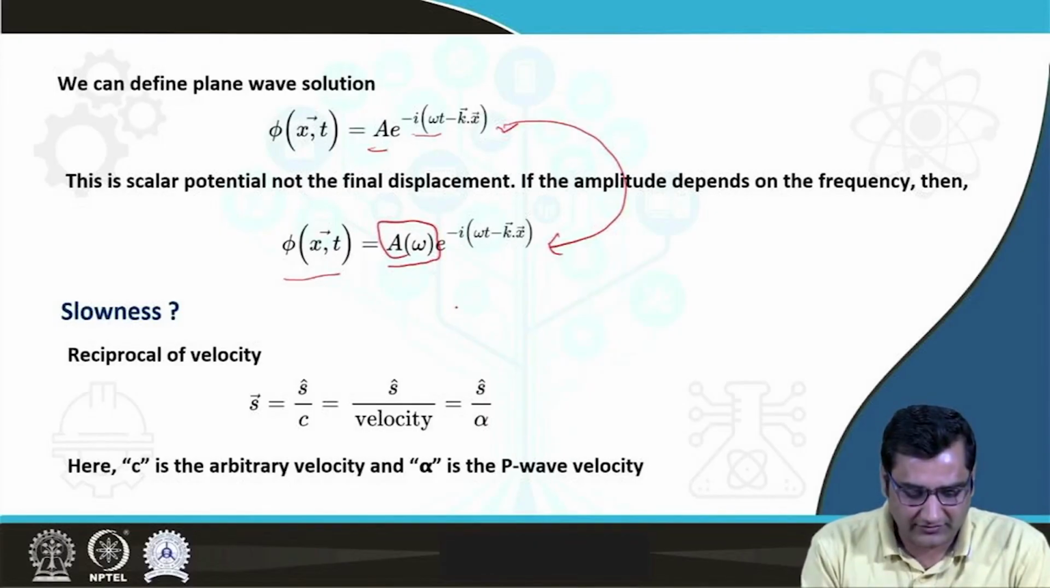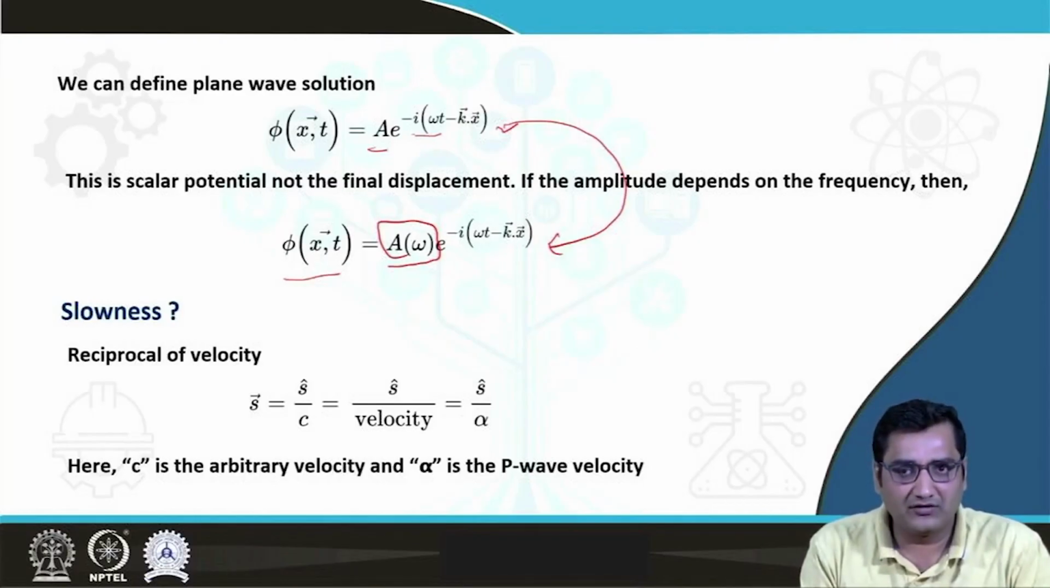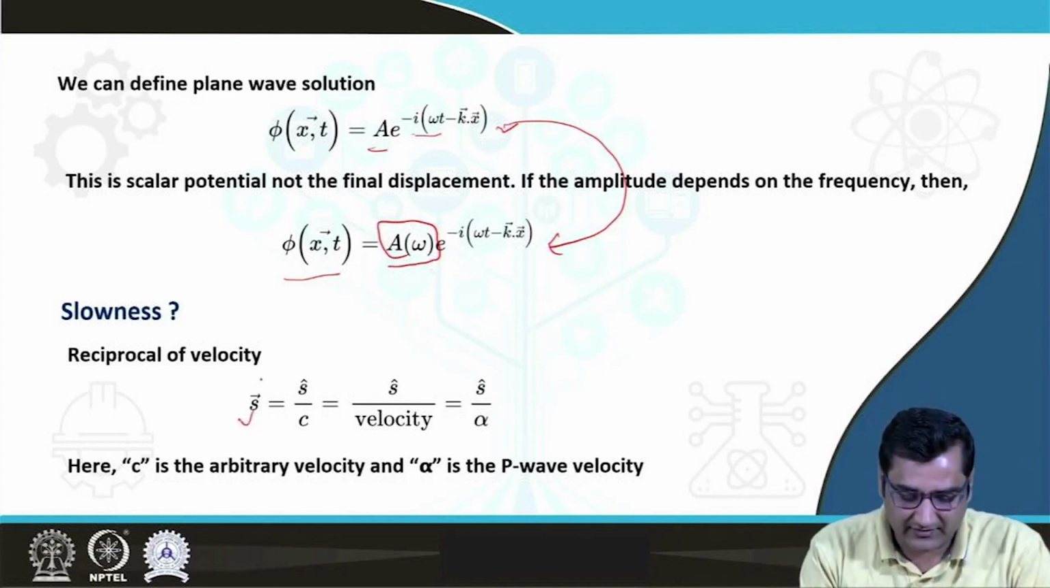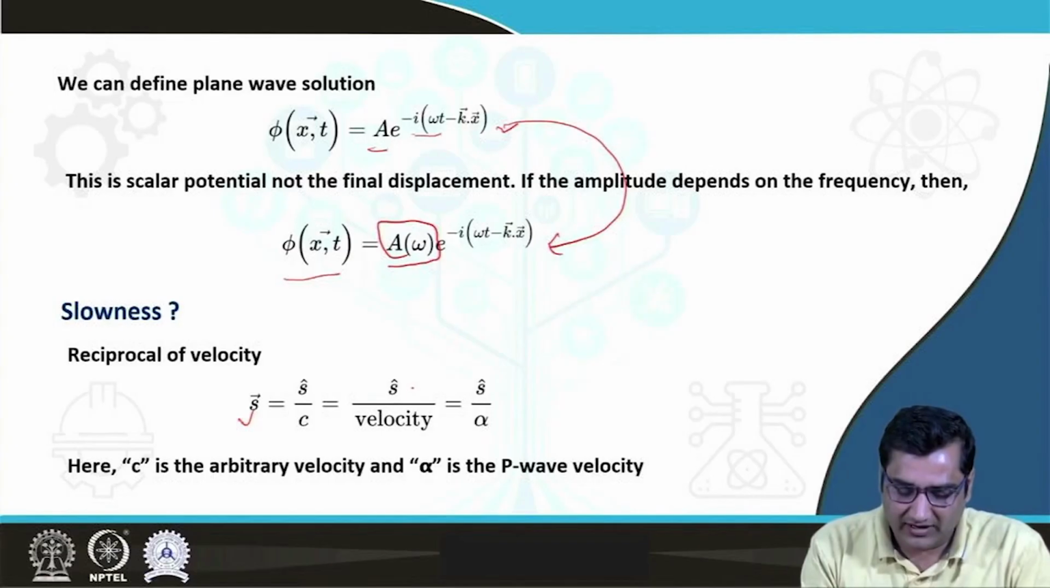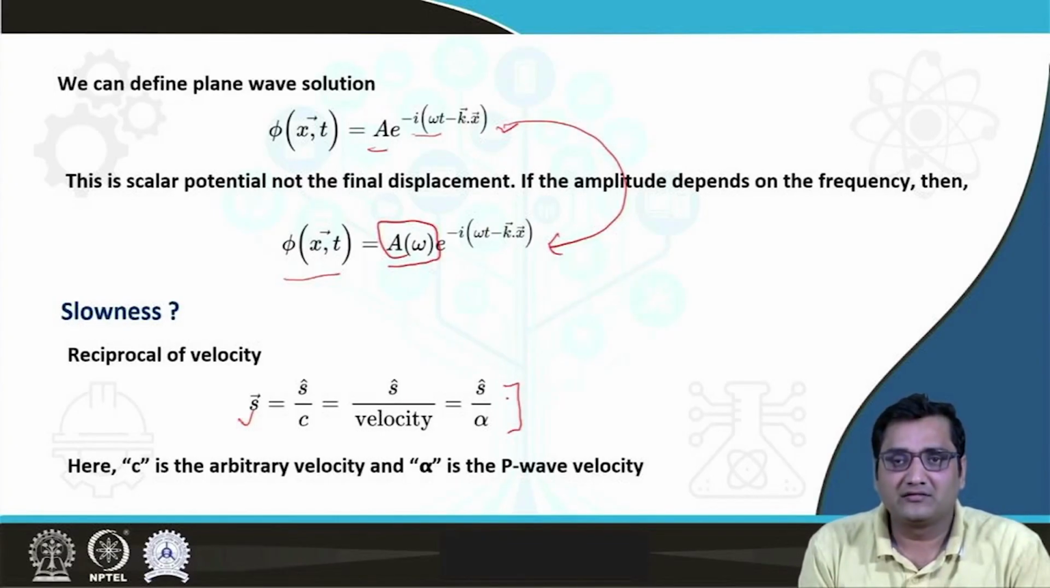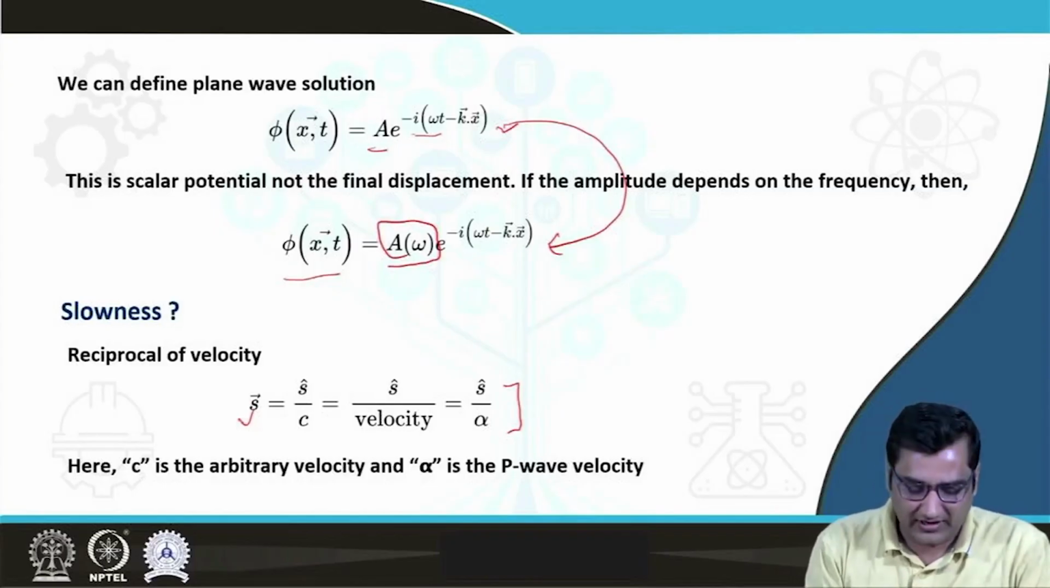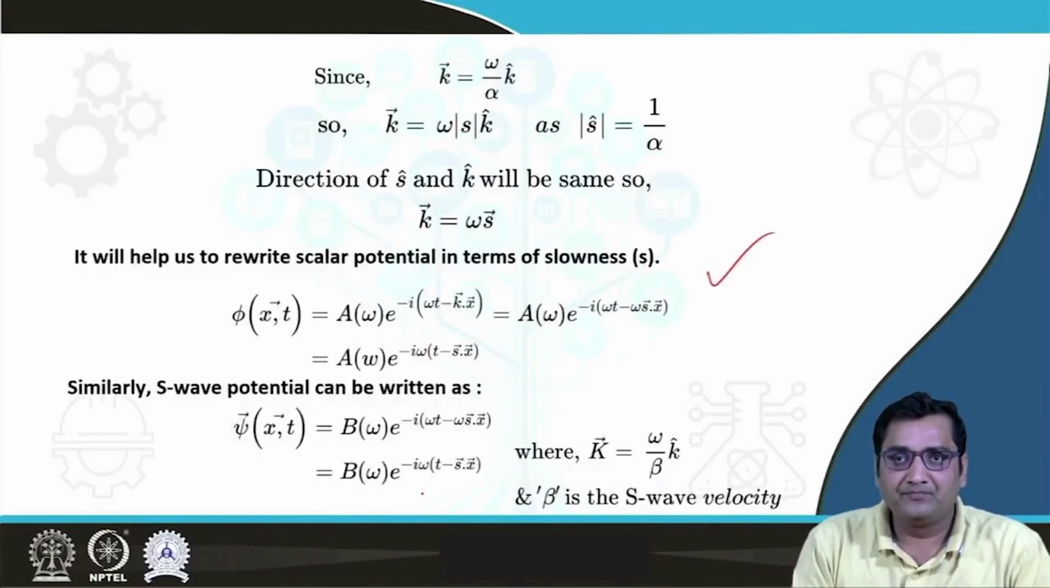So the slowness, if we define it, is basically the reciprocal of the velocity, and it is represented by s. Because it is a vector quantity, we write it as s vector, which will be equal to s cap divided by some arbitrary velocity c, and that will further be equal to s cap by velocity. For the P wave, it will be s cap divided by alpha. So here c is the arbitrary velocity and alpha is the P wave velocity.